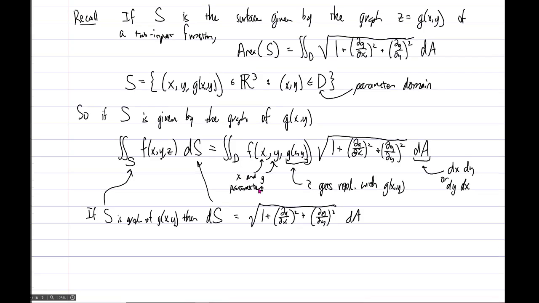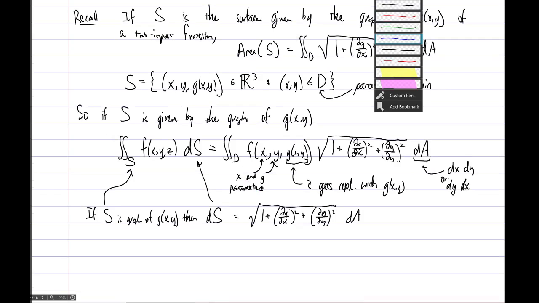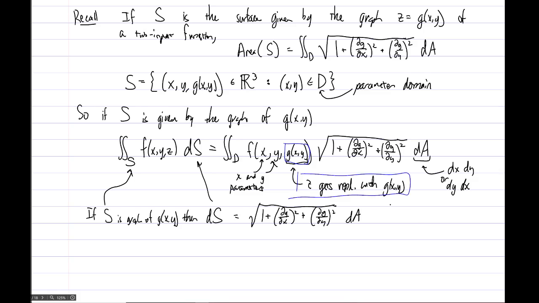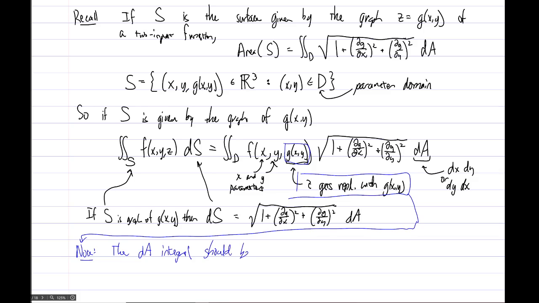The key thing about this substitution, the whole key deal that's going to make this work in this format, please note that the dA integral should be all in terms of x's and y's. No z's. All the z's need to get replaced with g of x comma y. So let's do an example.